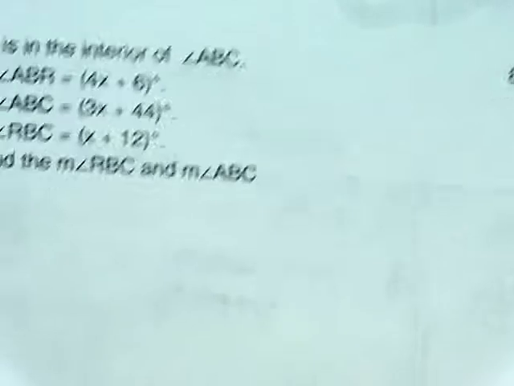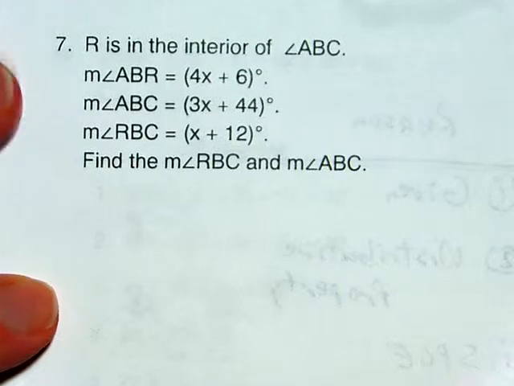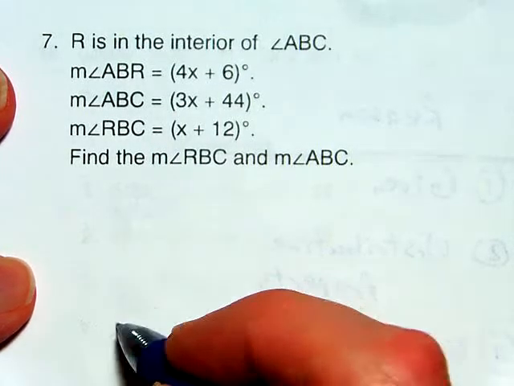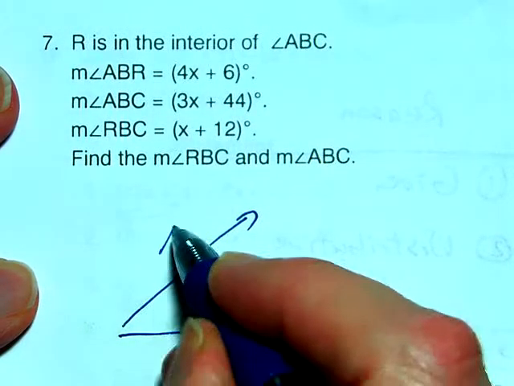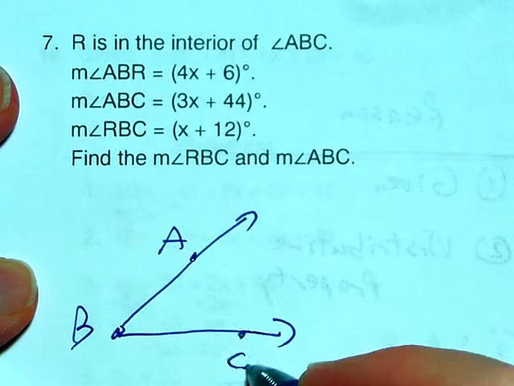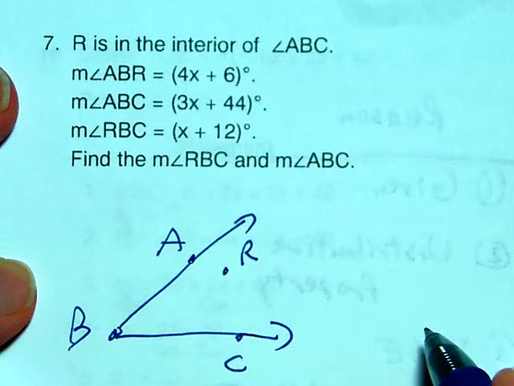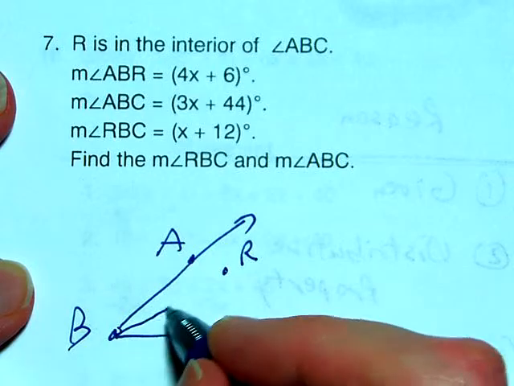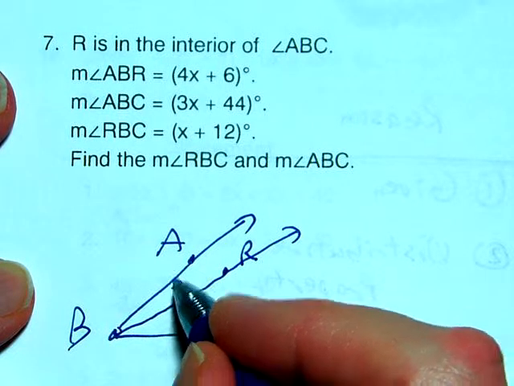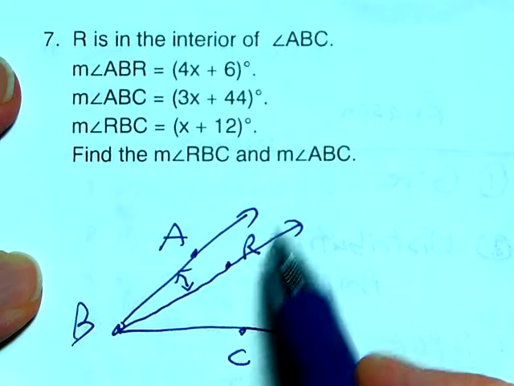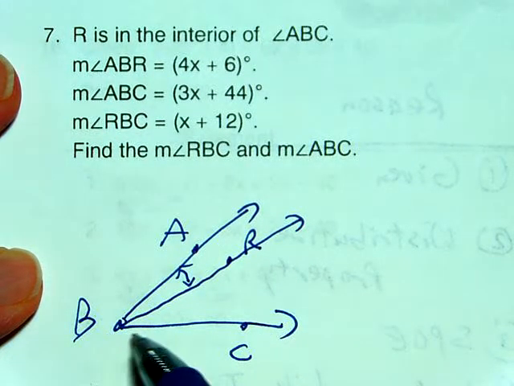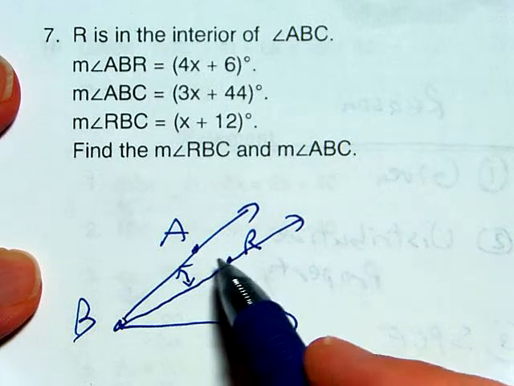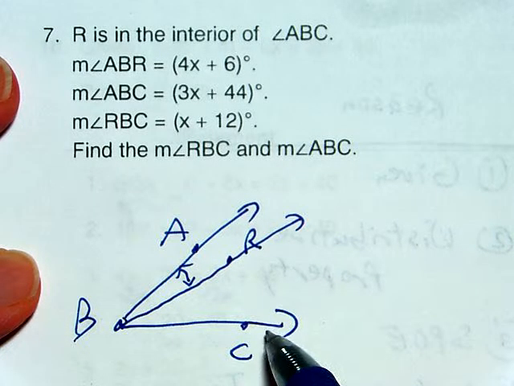Let's take a look at problem number 7, where we're going to use some of these definitions to solve a problem. R is in the interior of angle ABC. So let's draw angle ABC, and then let's draw R in the interior, point R. And now we're talking about the measure of angle ABR. That would be this angle here. We're also talking about the measure of angle ABC. That would be the outside angle here. And we're also talking about the measure of angle RBC. That would be the lower angle over here. So let's see what each of these are.